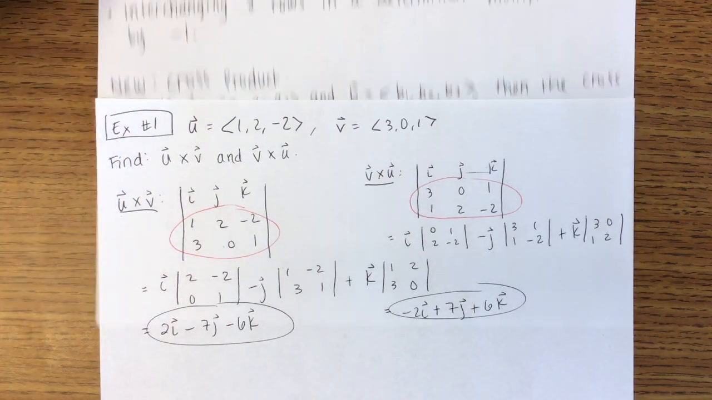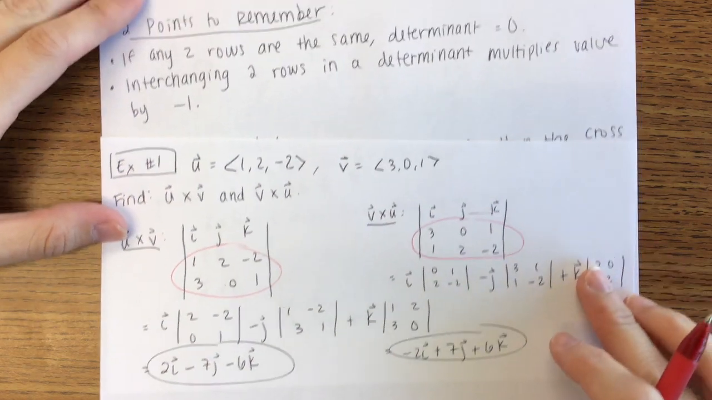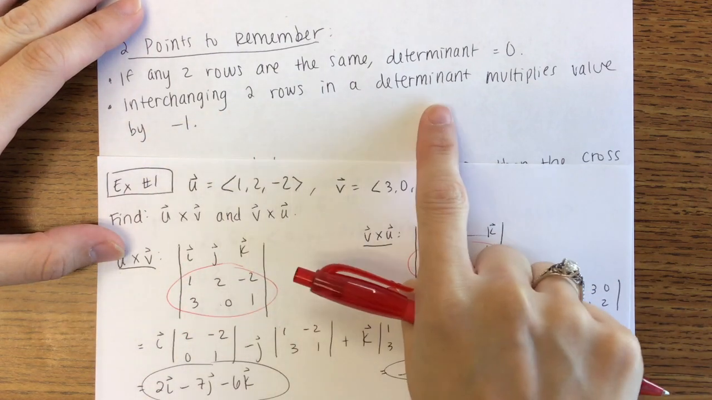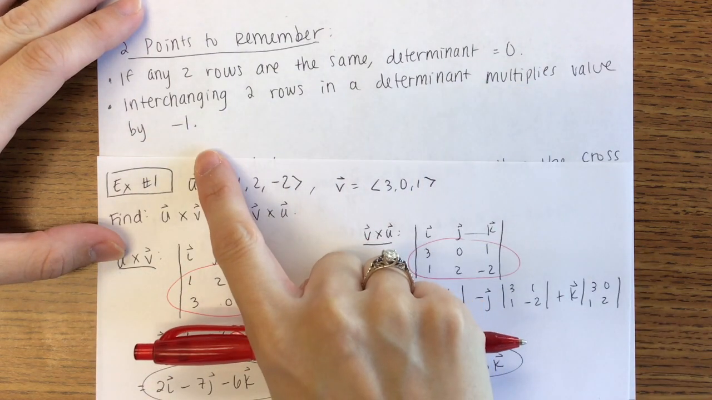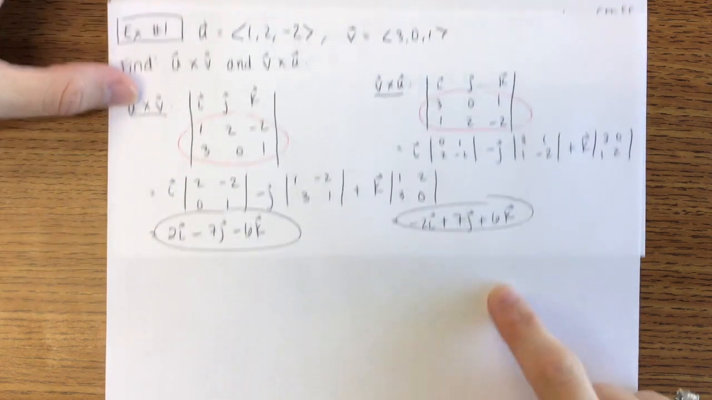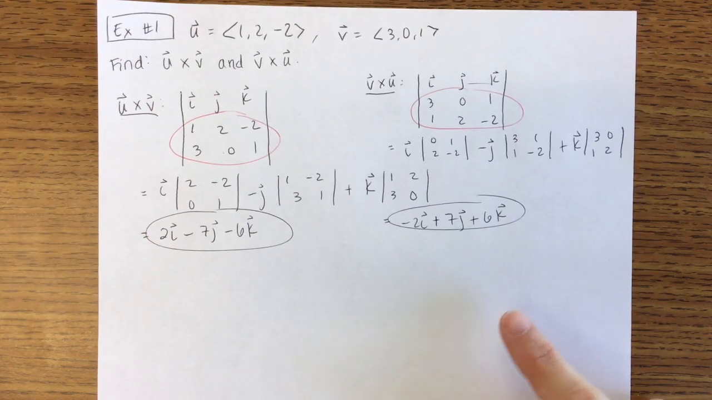Now, remember the two points I told you before. If you interchange any two rows, it multiplies the determinant by negative 1. So that should make sense here. When you switch u and v, you're interchanging two rows, so it's going to multiply the value of the determinant by negative 1. So that, yes, will always be the case.